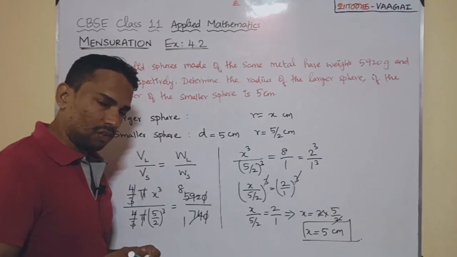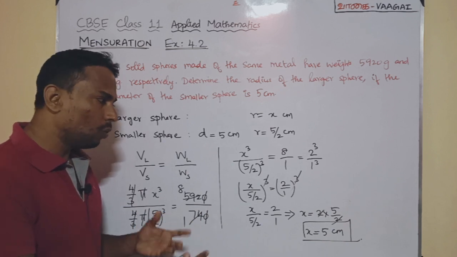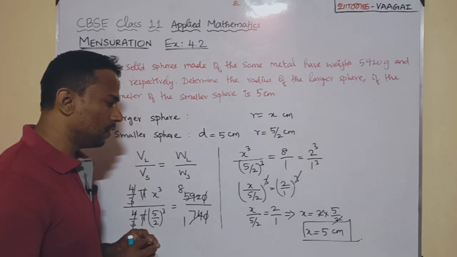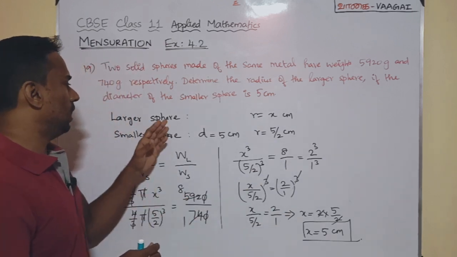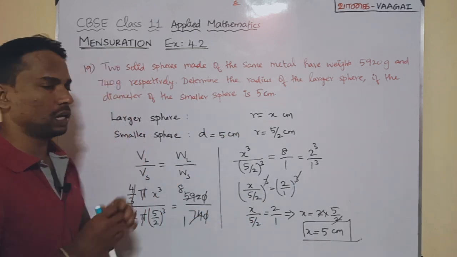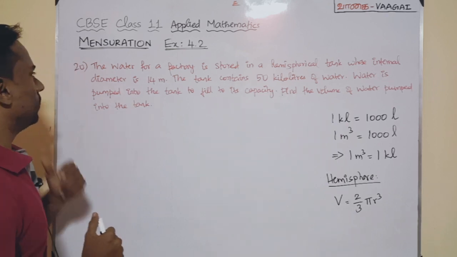So when we carefully deal with the operations and numbers, we can easily get the answer without going for any complicated steps. So that's what we are trying to do here. So yeah, that means the radius of the largest sphere is going to be 5 centimeter, which is the answer for your question number 19. Moving next to question number 20 here.